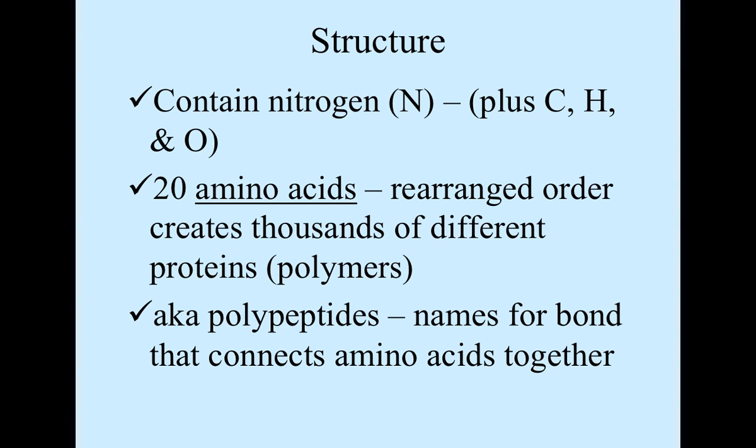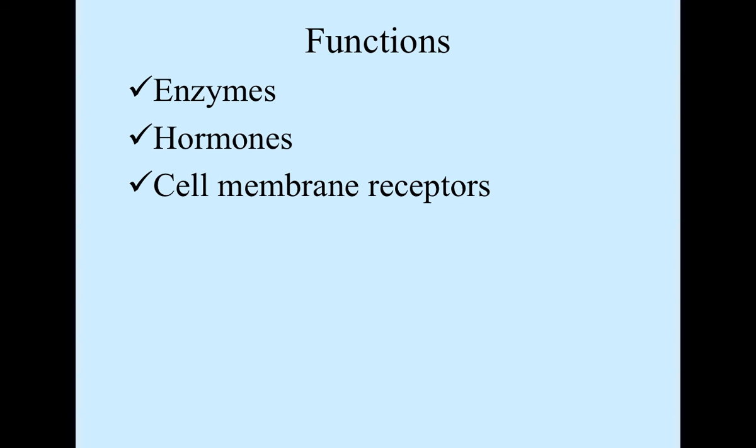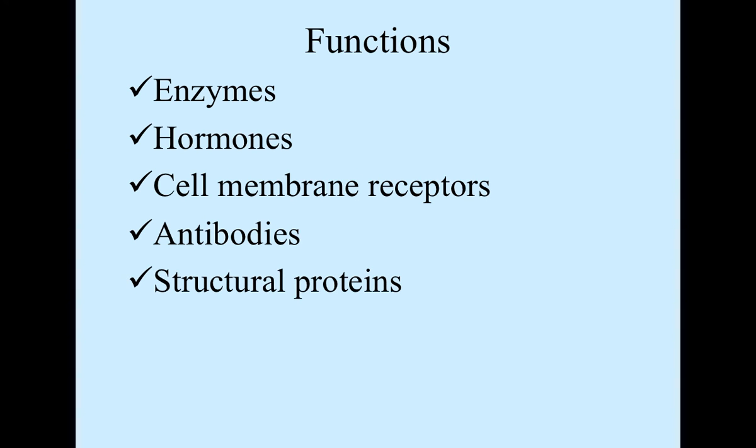Sometimes we call these polypeptides, and that's because the bond that joins the amino acids together is called a peptide bond. So when you create a protein, which is a polymer, you have many peptide bonds, so polypeptide. Now, proteins are responsible for a lot of functions in living things, such as enzymes, which we will be learning about, hormones, cell membrane receptors, antibodies, and even structural proteins. So they're very diverse in terms of their functioning within the body.